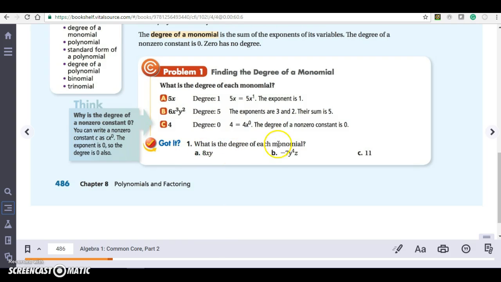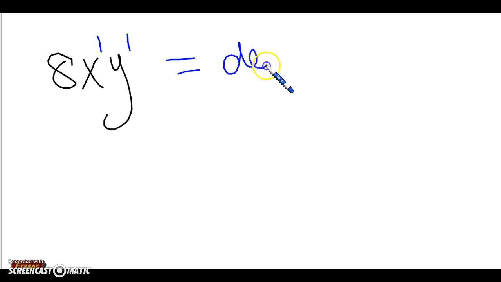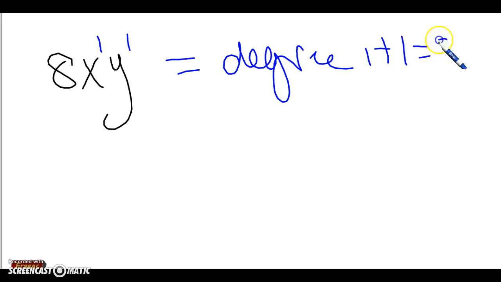We have, what is the degree of the monomial 8xy? Remember, when there's a variable there, there's got to be some number there, right? So there's an invisible 1 and 1. So my degree is 1 plus 1, which is 2. This is misleading. Let's do this instead. Okay.